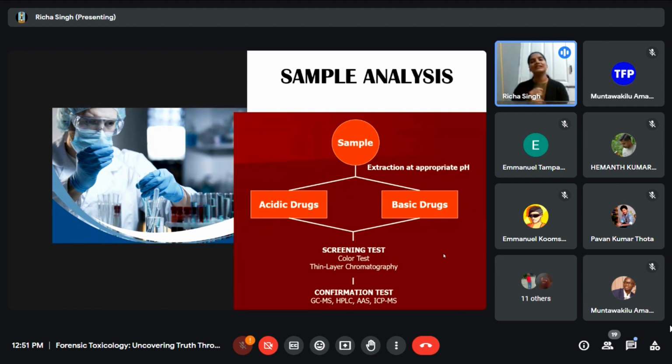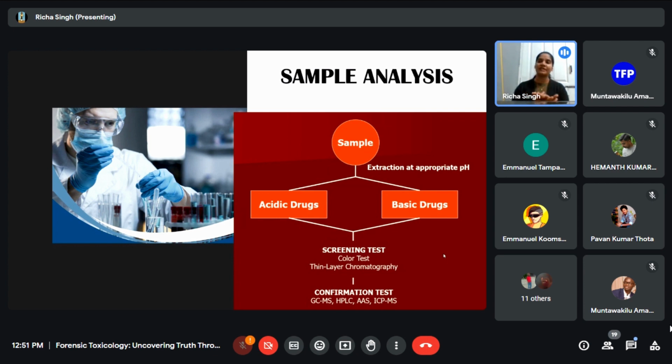Now what do we understand by the screening test? A screening test can also be known as a presumptive analysis, presumptive test or a preliminary test. What exactly happens in this preliminary test is we do different color tests or we use thin layer chromatography to identify what type of poison is present. Let's say I'm suspecting a CNS depressant is present, or let's say some plant alkaloid. But plant alkaloids fall in both the acidic category and the basic category. Now, how exactly will we know?